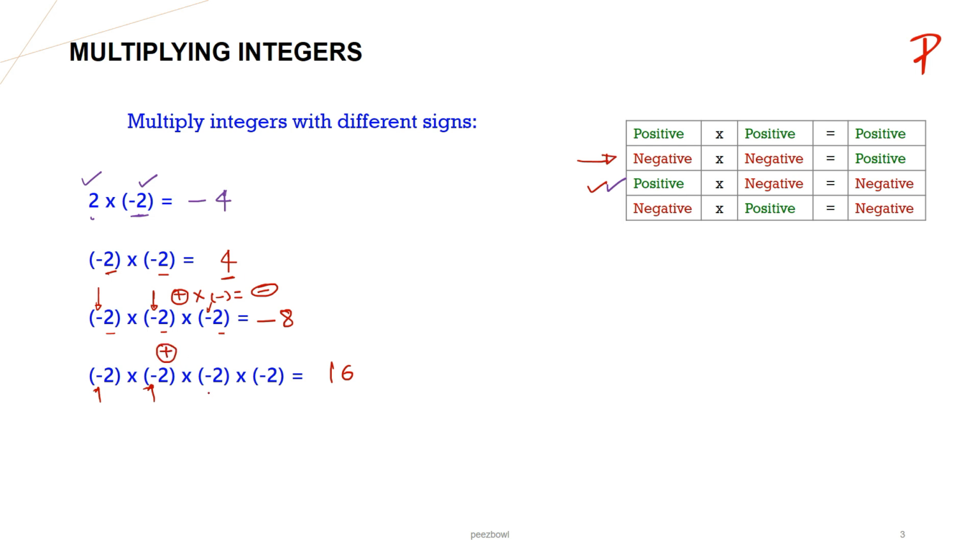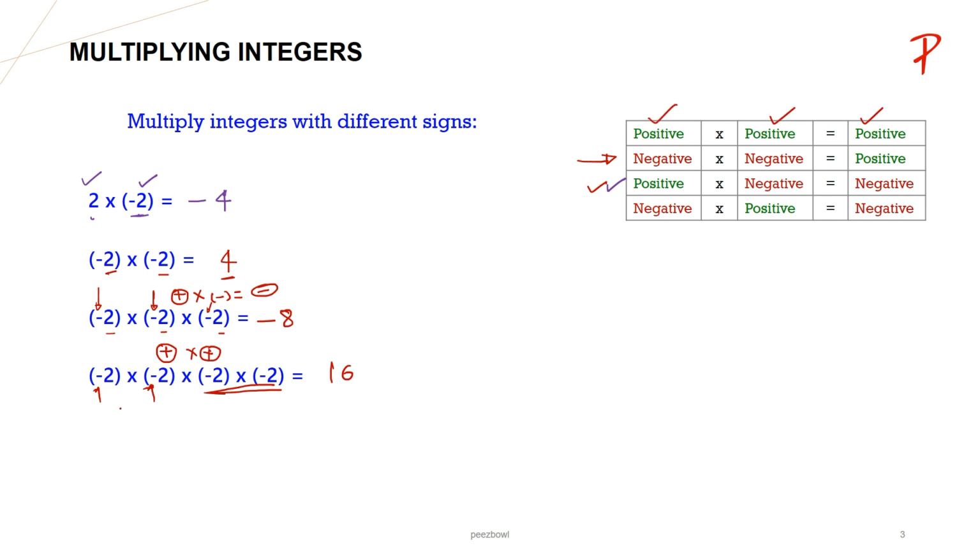And now we are going to take these two integers, minus 2 multiplied by minus 2. Here minus is multiplied by minus, so we are again going to get a plus integer as a result, right? And when this plus is multiplied by plus, then we are going to get a positive integer.